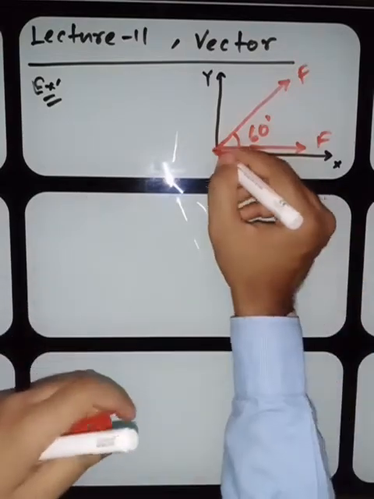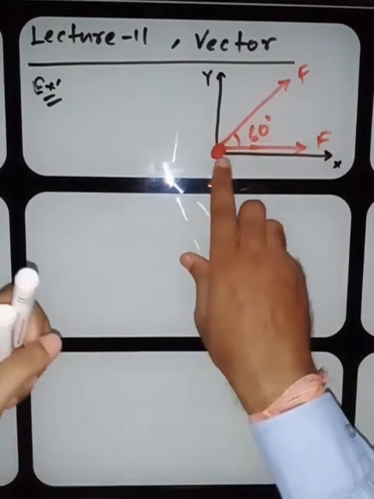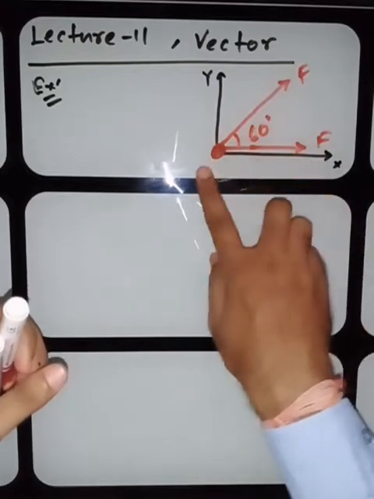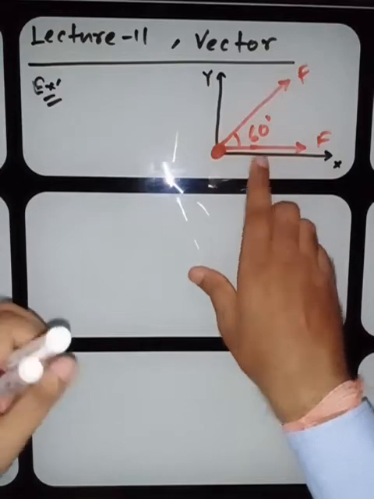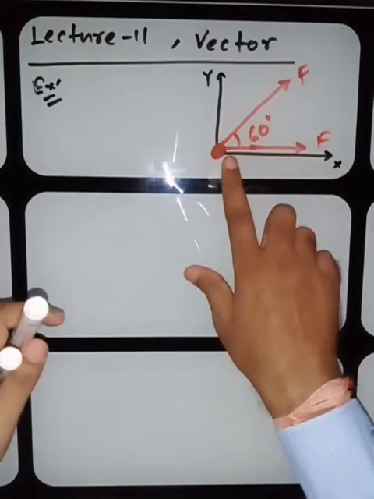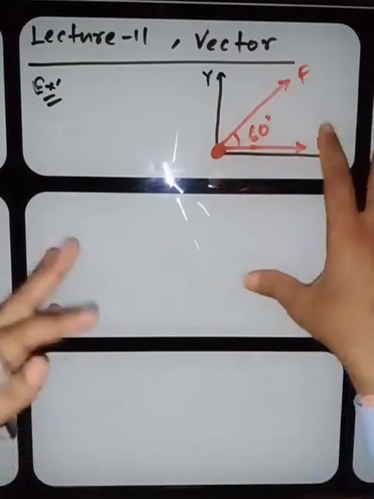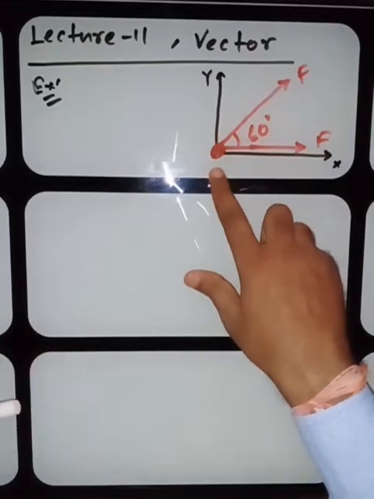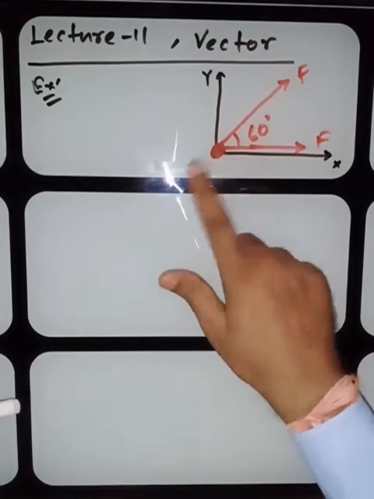Of course, if two forces are acting at this point, if this mass is free, this mass will not move along this force or this force. It will move along the resultant of these two forces. So we have to find the resultant magnitude, how much resultant force is acting. You cannot say 2F is acting over here. So we have to find the resultant magnitude and also the direction of that resultant force.